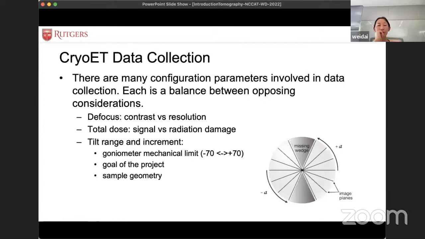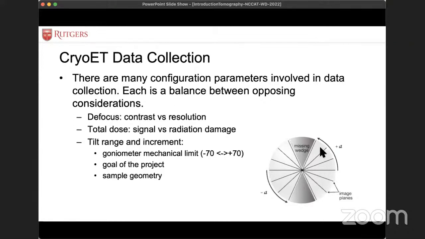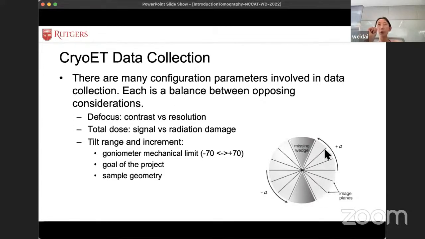Okay. Missing wedge for single tilt tomography, there's not much you can do. Your microscope can tilt -70 to +70. That's it. There's nothing you can do about it. But within that range, basically about the increment, as I mentioned, first of all, you know the total dose that your sample can tolerate. And then the increment step basically determines the number of images in your tilt series, right? Bigger increment, fewer images, higher dose per image.